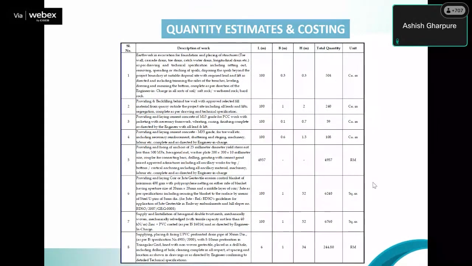And we all are doing this so that we know what kind of cost we are arriving at. So the description of work, costing, the figure is not important. I'm just saying that quantity estimates and costing is an important part of it as well. Next, please.